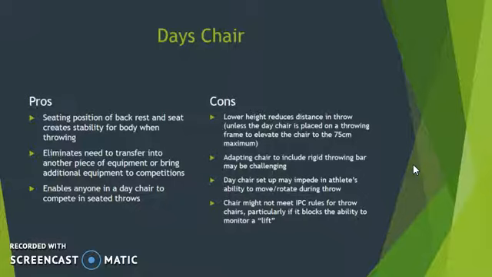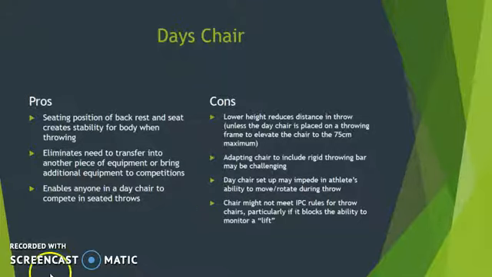Going to the cons, the lower height, sitting in the wheelchair where it's lower than the throws chair, does have an effect on how far you're going to throw, but we are able to elevate the chair to 75 centimeters if requested. Adapting the chair and giving it a throwing bar could be challenging. You may have to weld it on there or pay extra money for that. They are hard to find. A day chair is hard to move. There's not much mobility because of the backrest and the arm rests, and it also may not meet the rules for the league.